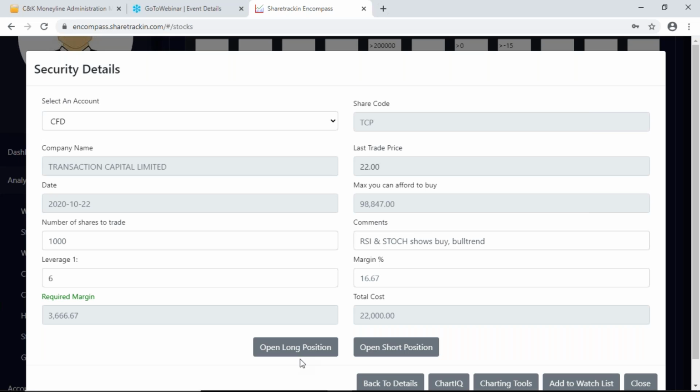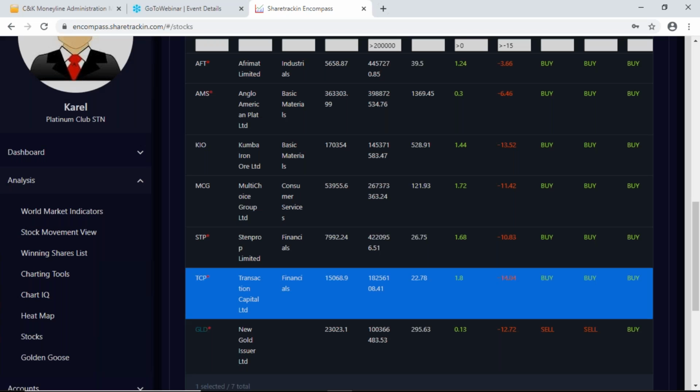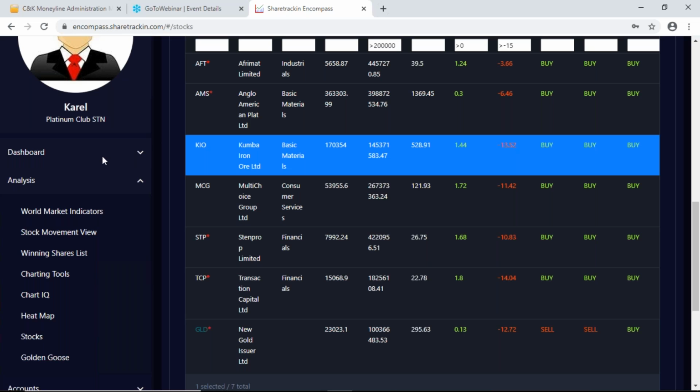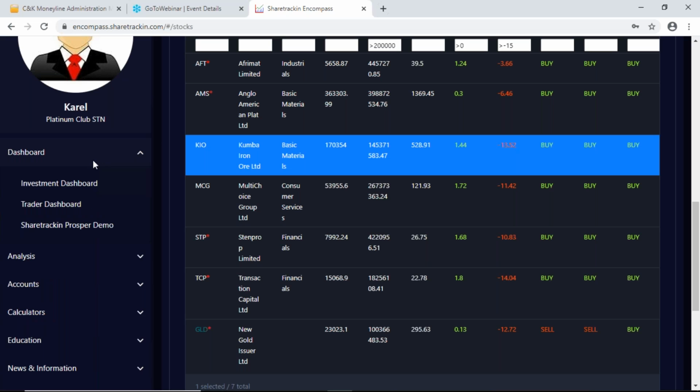Now, let's say, for argument's sake, I'm going to open a long position. So I say open long position, successfully open position, TCP, and I say close, because this position has been opened. Now, if I want to see how this share is performing, I go to dashboard, trader dashboard.